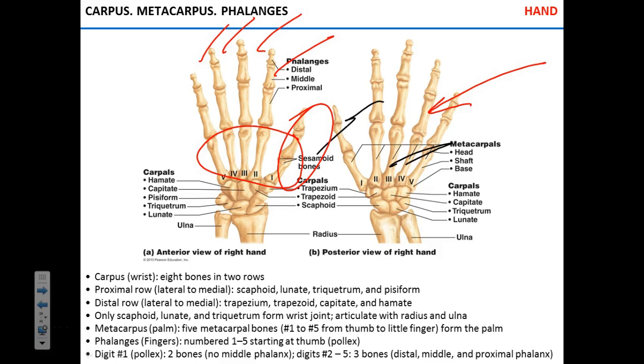Proximal meaning closer to the attachment to the trunk. Do I make sense? Look at Marvin. That's the proximal line. And I start at the thumb. So we have scaphoid, lunatum, triquetrum, pisiform. Then we go back and we keep going. Trapezium, trapezoid, capitatum, and hamatum.